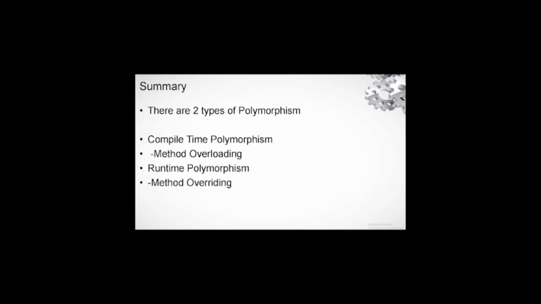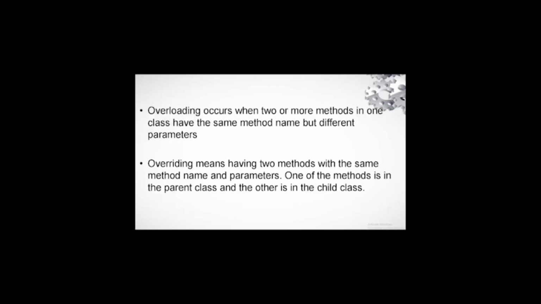So to summarize, there are two types of polymorphism. Compile-time polymorphism, which delves into method overloading, and runtime polymorphism, which delves into method overriding. Overloading occurs when two or more methods in one class have the same method name but different parameters. And overriding means having two methods with the same method name and parameters. One of the methods is in the parent class and one method is in the child class.